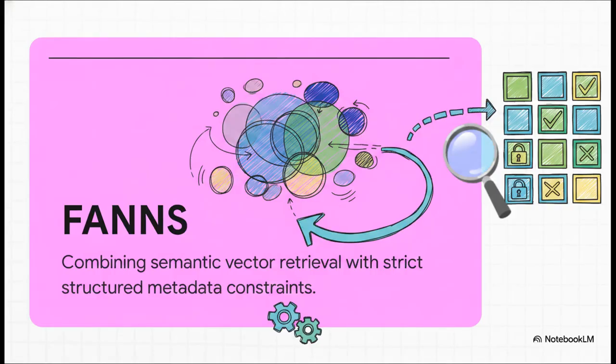Enter FANS, or Filtered Approximate Nearest Neighbor Search. This is that exact complex challenge of making your database honor strict structural filters while traversing high-dimensional graphs. You're basically asking the database to do two completely different types of math at the exact same time: a fuzzy conceptual similarity search and a strict Boolean yes or no metadata filter.